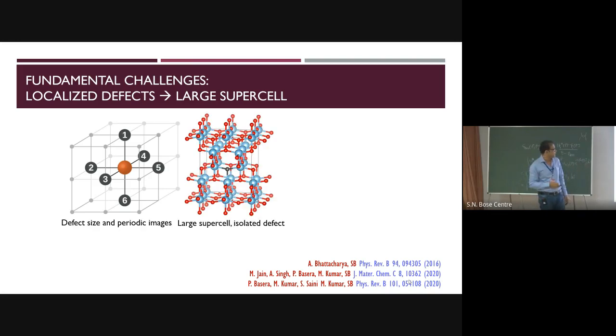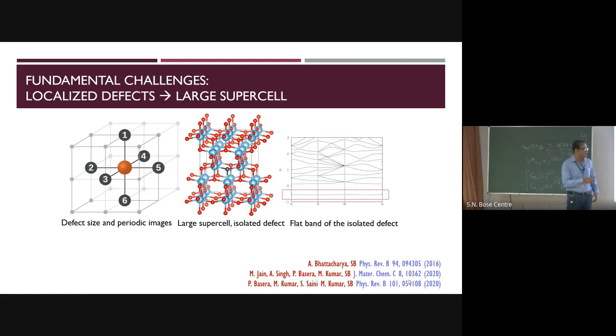Reasonably big so that you can get a flat band like this. And this makes things really computationally expensive, because if you are doing GGA, that's not a big deal. But if you are doing a higher level of theory, if you have a bigger supercell with a lot of atoms, your defect is localized, but you cannot do it computationally so easily.